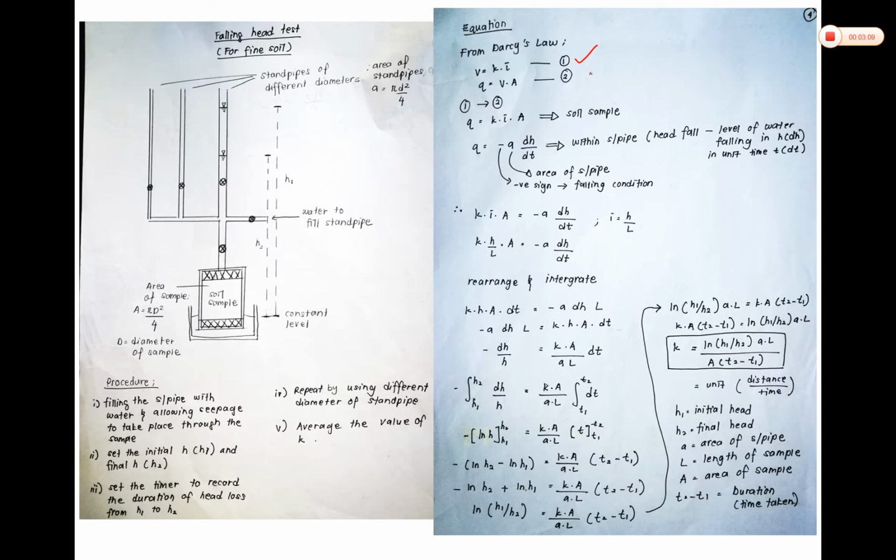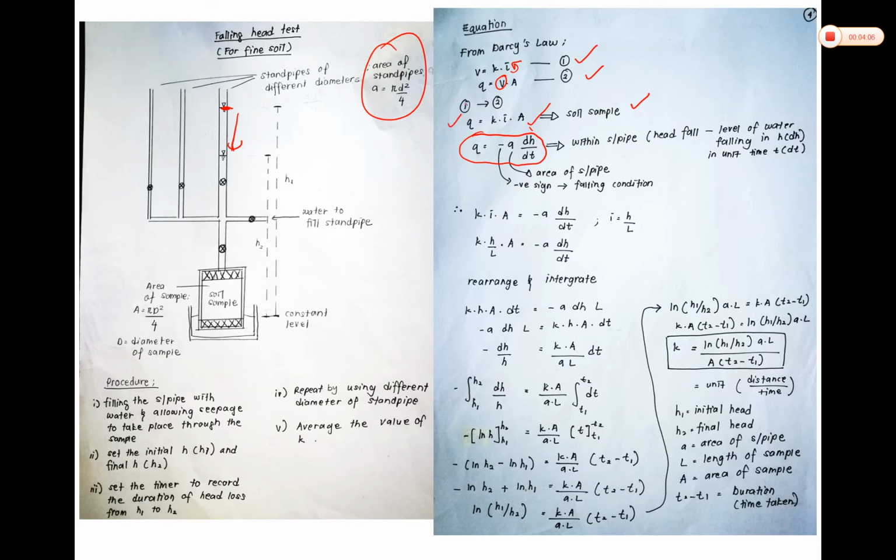Alright, this is how we derive the equation for the falling head test. Again, we have Darcy's law, V equals Ki, and Q equals VA. Now the V we can substitute with this, so we have this equation. Since we have the area of the standpipe, we need to consider that the flow of water is in the standpipe, so Q will be equivalent to negative a dH over dt. The negative sign refers to the falling condition, because the water was falling from 1000 ml to 700 ml. dH over dt is the head fall, the level of water falling per unit time.